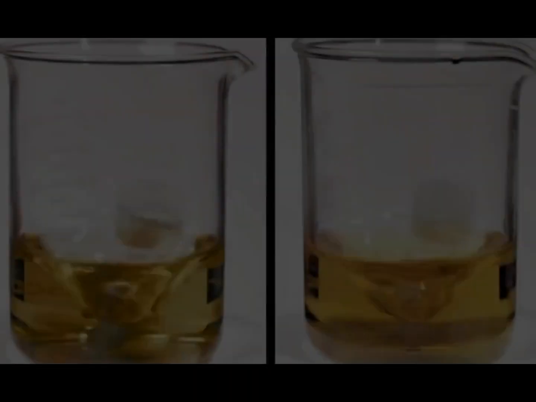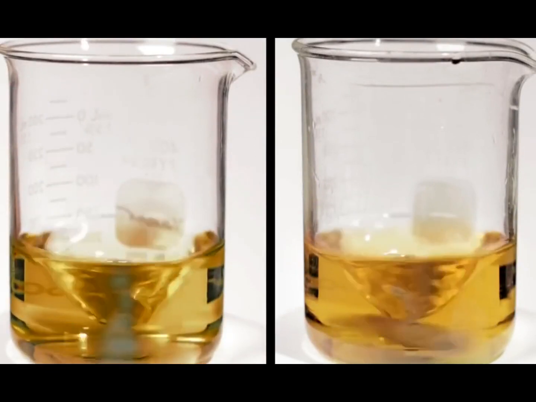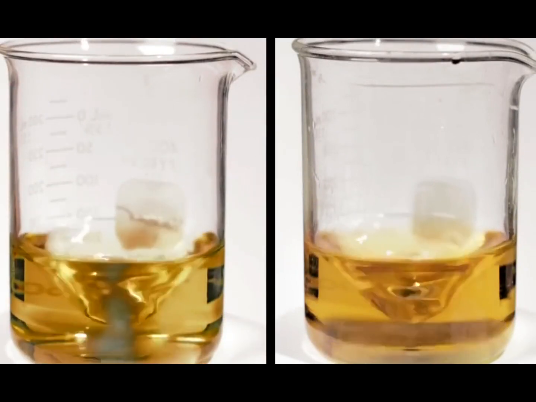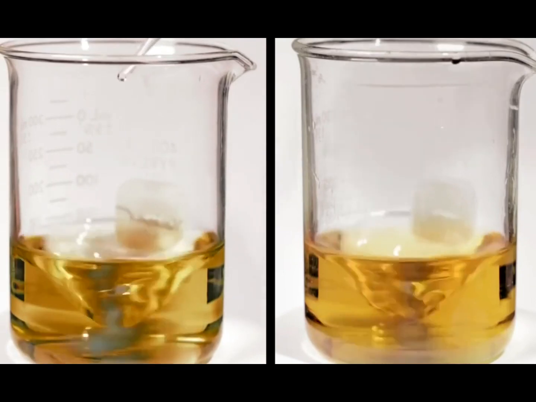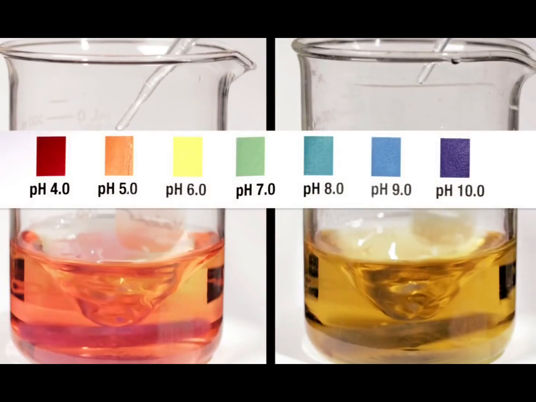Let's reset. Here are the same two starting solutions, A and B, with the same indicator. But this time I'm going to add concentrated hydrochloric acid, a strong acid, to each solution. It only took 1 drop of strong acid to dramatically lower the pH of solution A, but the pH of the other solution hasn't changed.